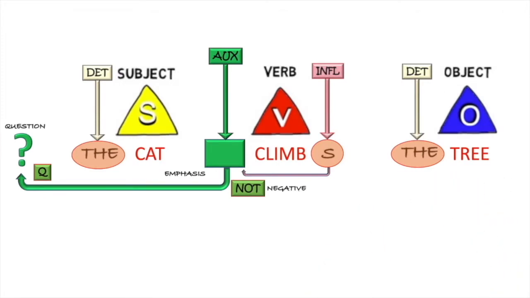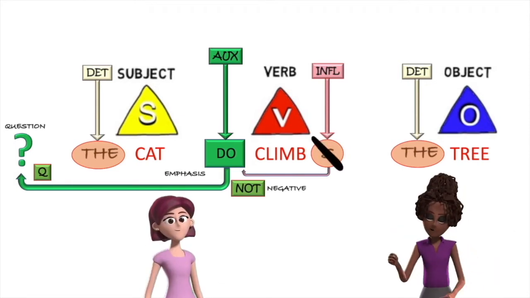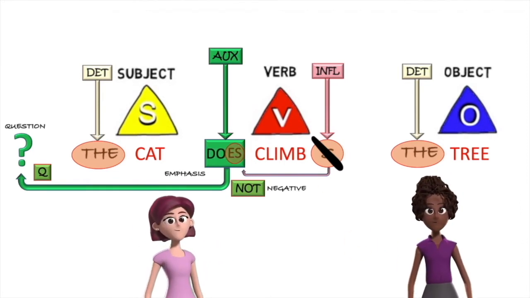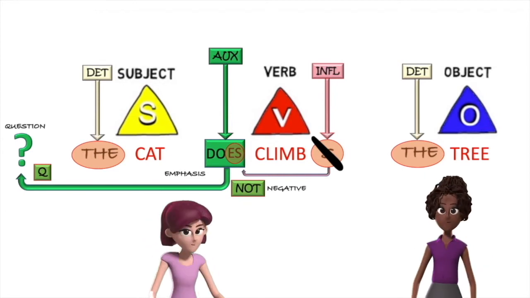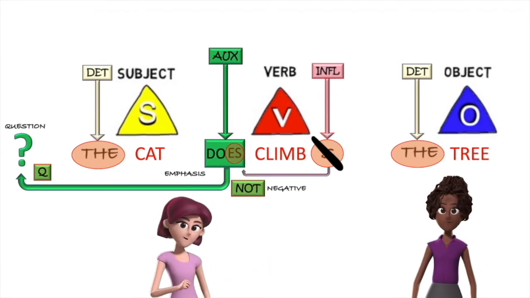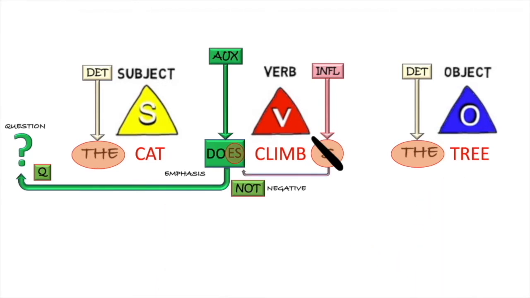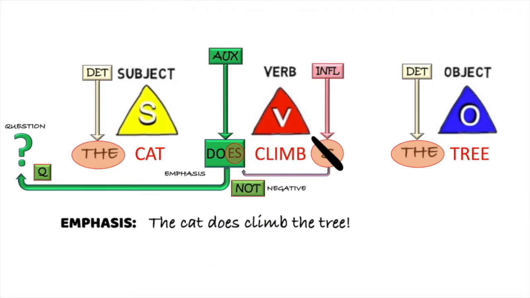All right. Here's a simple sentence. The cat climbs the tree. And then we introduce the auxiliary do that sets off a rule that says the inflection on the main verb gets taken away and put onto the auxiliary. Yes, that's right, you've got it. Well done. So climbs becomes climb and do becomes does. That's right. Very good. The main verb goes into its base form and the inflection goes onto the auxiliary. That gives the sentence emphasis. The cat does climb the tree.